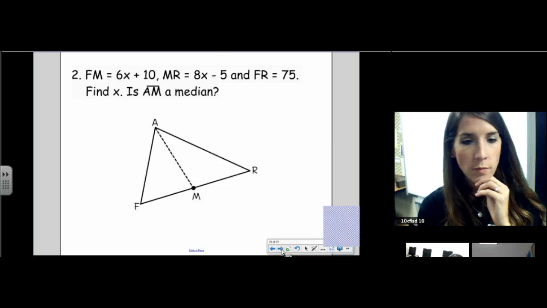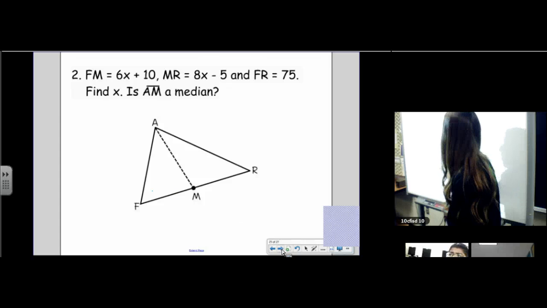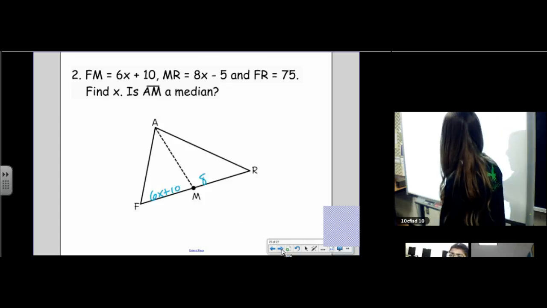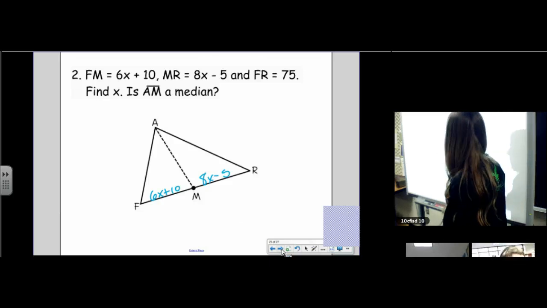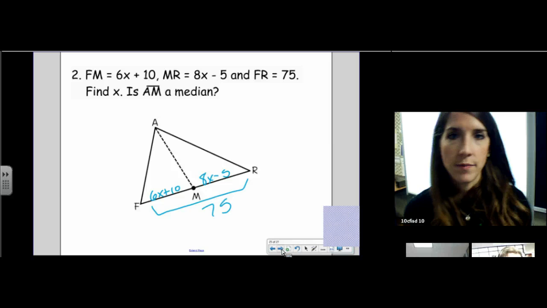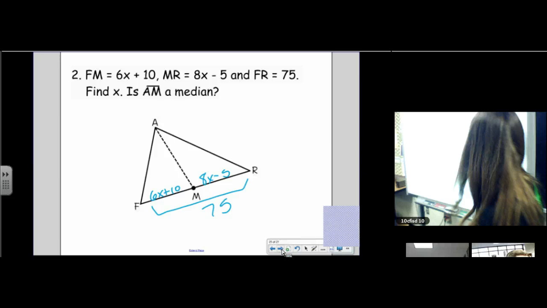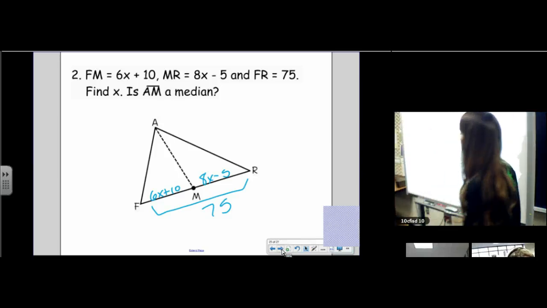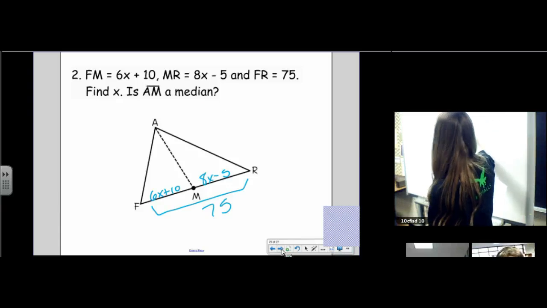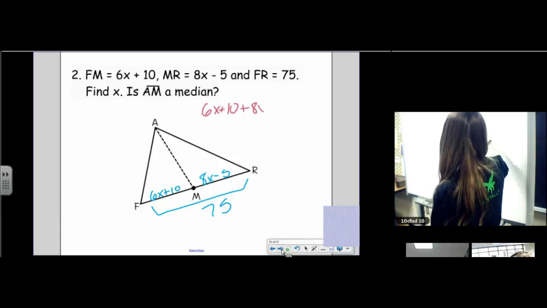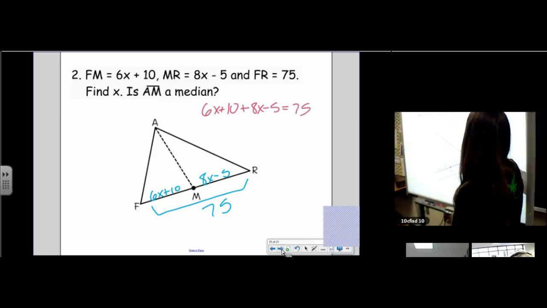All right, FM is 6x plus 10. MR is 8x minus 5. And FR is 75. Find X. Is AM a median? So the way you would solve this is you would do segment addition. Part plus part equals whole. So you're not going to assume it's a median. We're not going to set those equal. That would be the wrong way to approach this problem. So we're going to add these together.